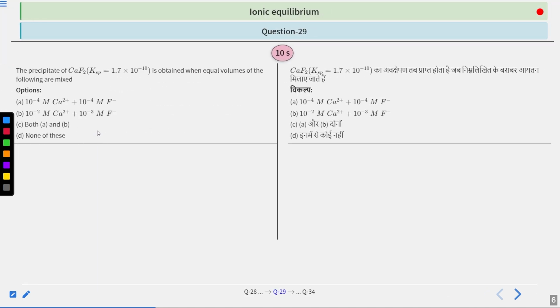Next question. The precipitate of CaF2, Ksp given as 1.7 into 10 to the power minus 10, is obtained when equal volumes of the following are mixed. Option A, 10 to the power minus 4 molar Ca2+ and 10 to the power minus 4 molar F minus. Option B, 10 to the power minus 2 molar Ca2+ and 10 to the power minus 3 molar F minus. C, both option A and B. D, none of these. Your time to solve this question starts now.